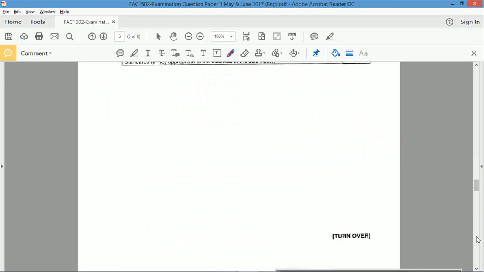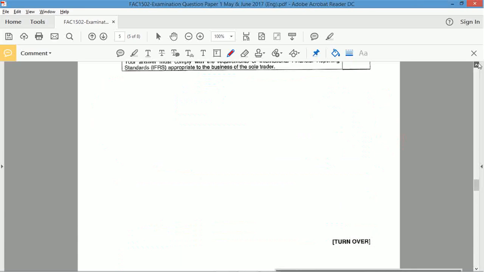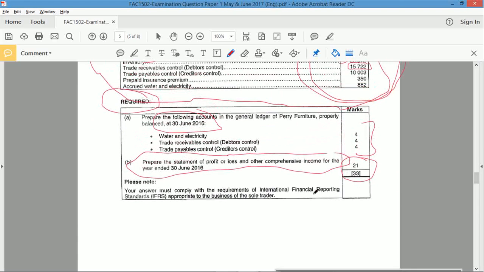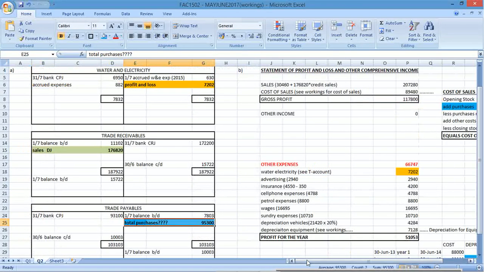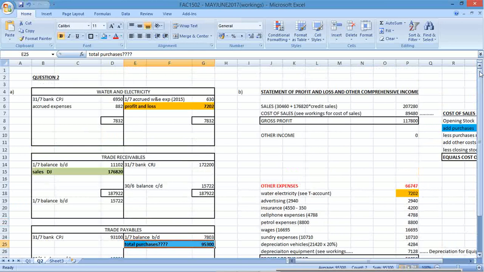You should be able to get at least, what is this out of? 33. You should easily get 17 out of 33, and you should be trying to get more than that. Obviously, one or two things you might not be able to do, but that doesn't matter. You would hopefully have passed the question. As long as you're passing each question, that's the key. Happy with that one?